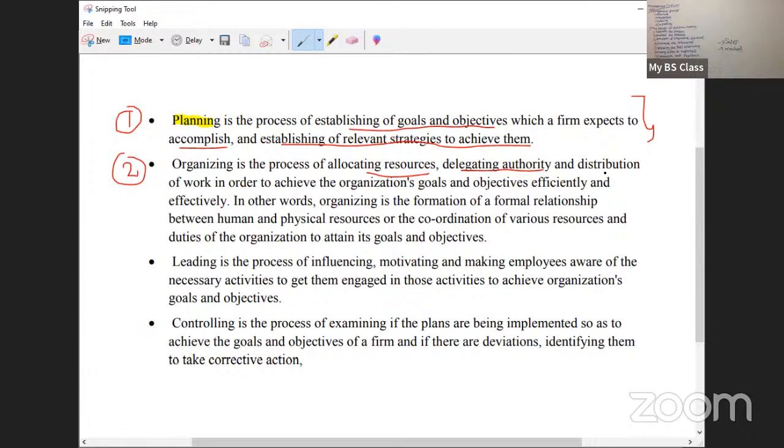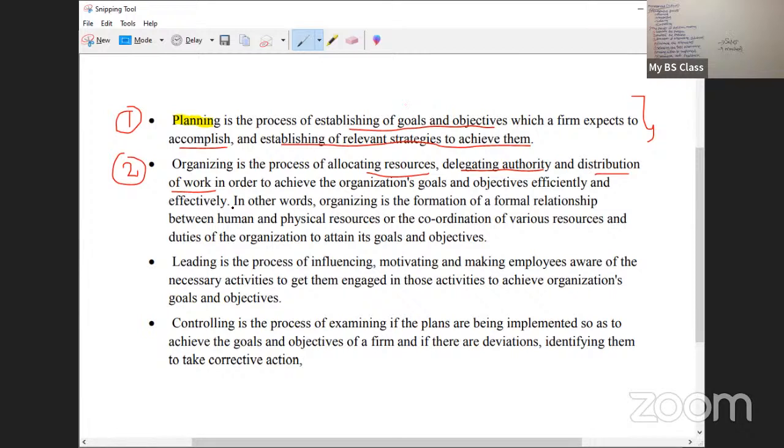And also the distribution of the total workload, which will be divided. Because as a manager, you're not able to perform all the tasks, so you'll be distributing each and every task among your peers, to achieve goals and objectives efficiently and effectively.